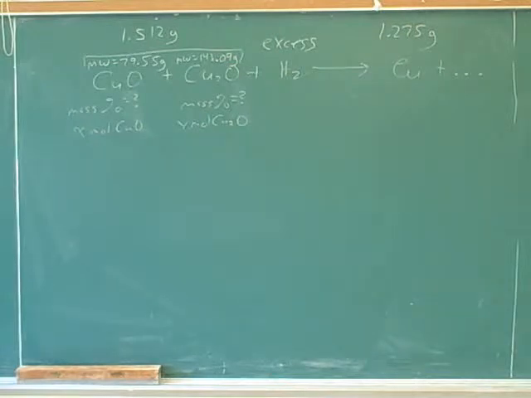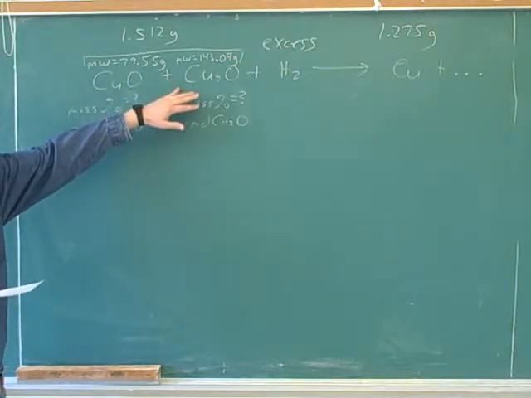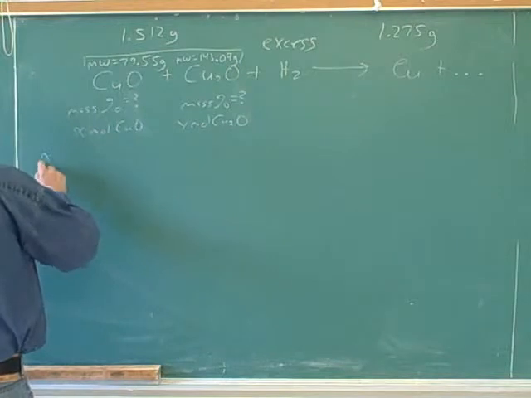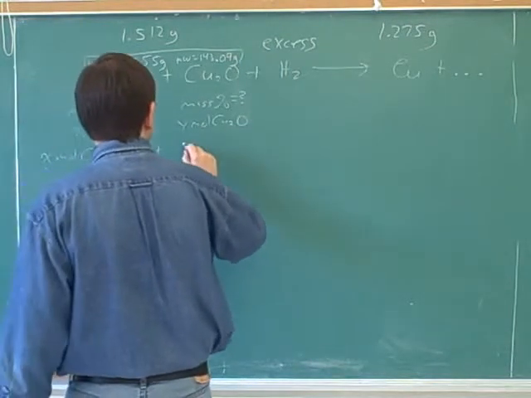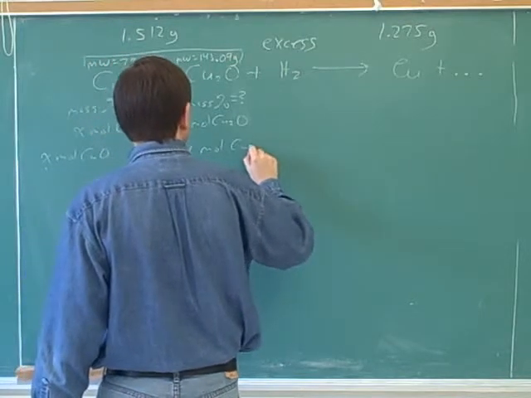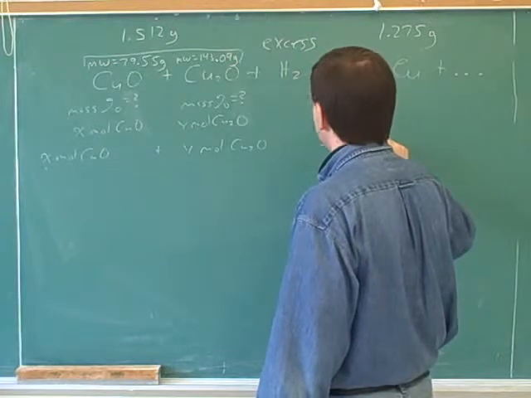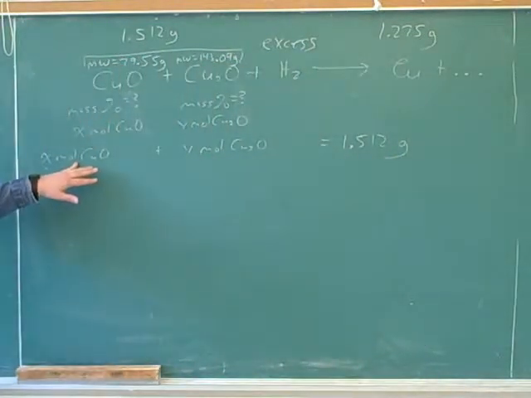Yeah, well, in this case, we don't know that these are going to have equal coefficients in this equation, or that they're going to be used at the same rate. So I don't think we want to use that fancy trick of combining the two types of copper into one thing. Instead, I would simply say we've got X moles of CuO and Y moles of Cu2O, and that's going to add up to 1.512 grams total.